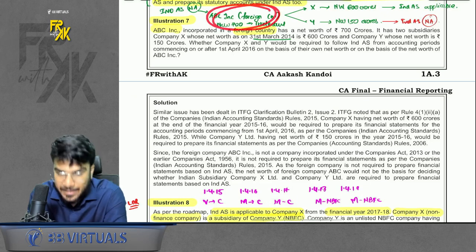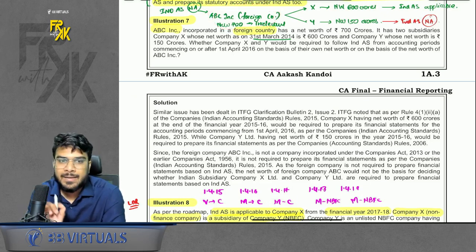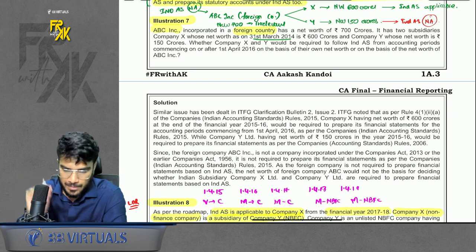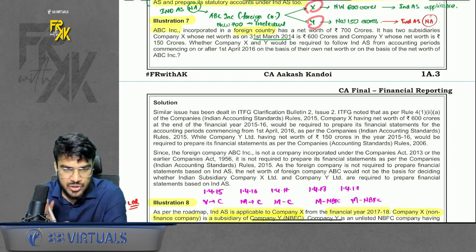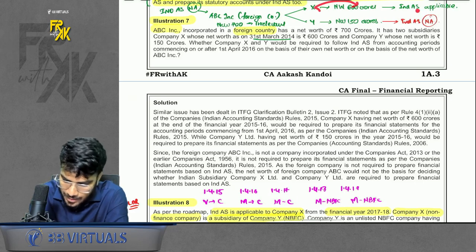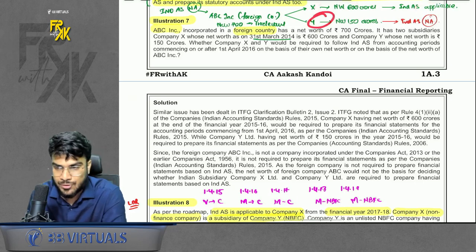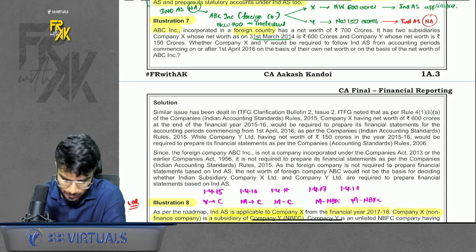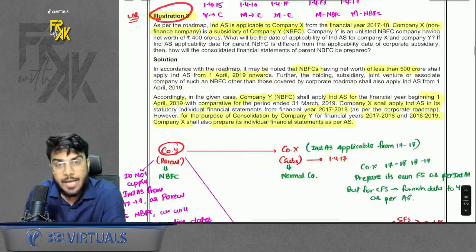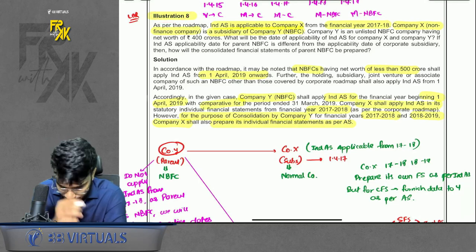So for foreign companies, Ind AS is not applicable. Please ignore all the criteria for a foreign company. For Indian companies, check individually. X is meeting the criteria, Ind AS became applicable. For Y, it is not meeting the criteria, Ind AS will not be applicable. Last question, illustration number 8, a very good question, right?